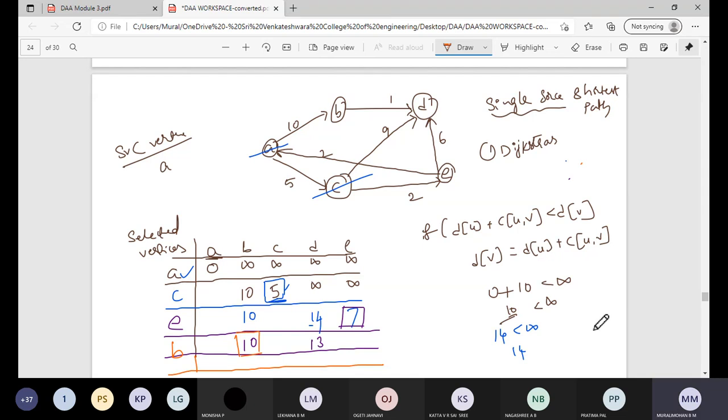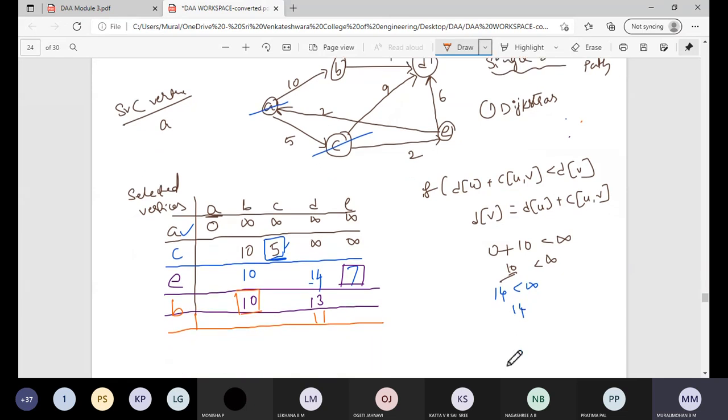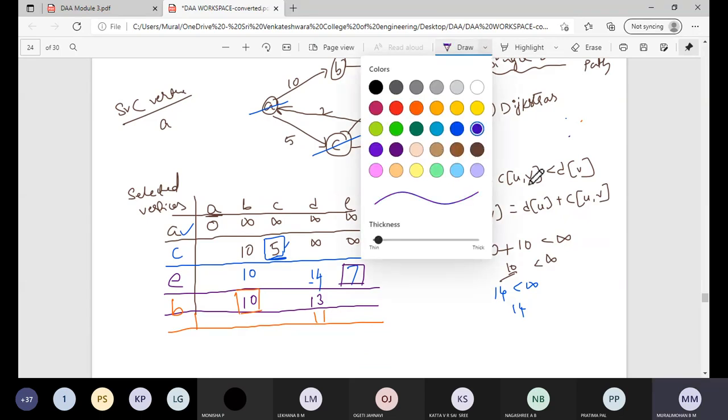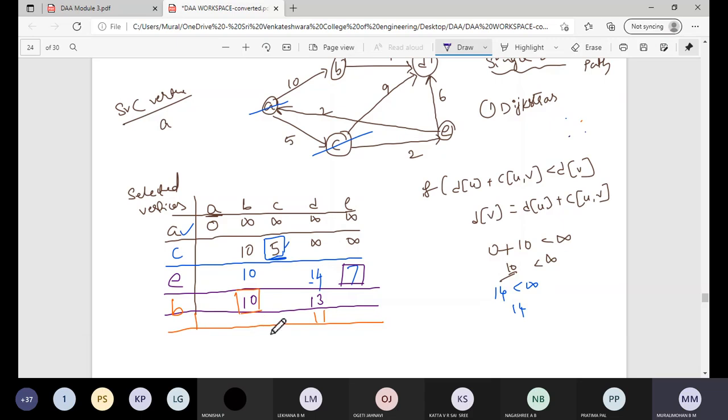What is the latest value of D now? 11. So for B, we can update this to 11, right? Okay. Now, which is the minimum value we are having? We are having only one value, so we will select the same value, that is 11, that is D. Okay, D. So we selected all the vertices, right?